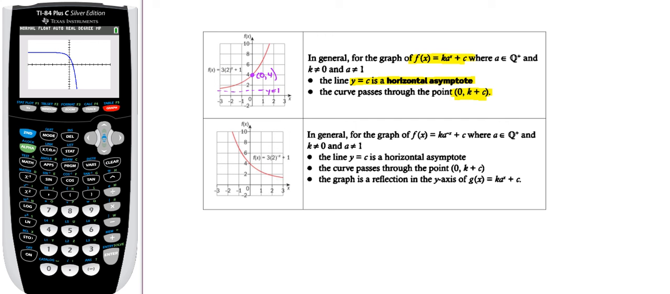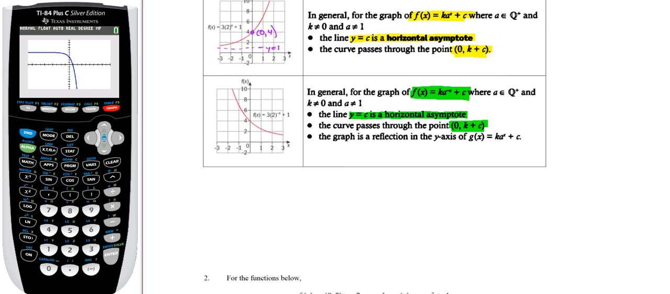If the exponent is negative, things are generally the same. Nothing changes about the horizontal asymptote. Nothing changes about the y-intercept. The only difference is that it's reflected in the y-axis. So it just switches from left to right. But the rules about the horizontal asymptote and the y-intercept remain the same.